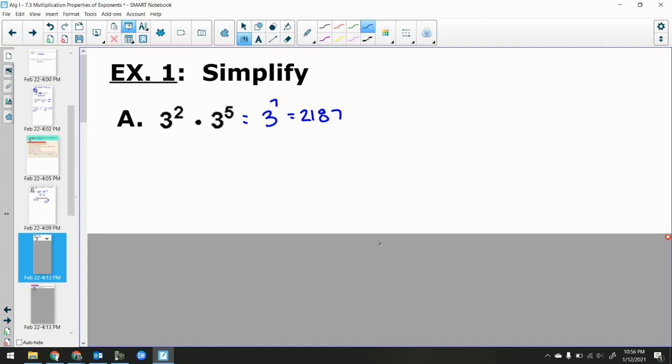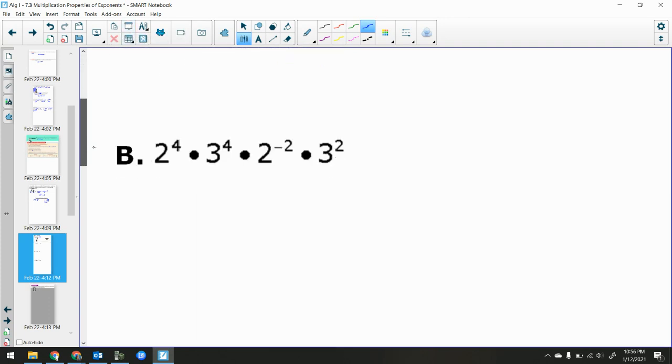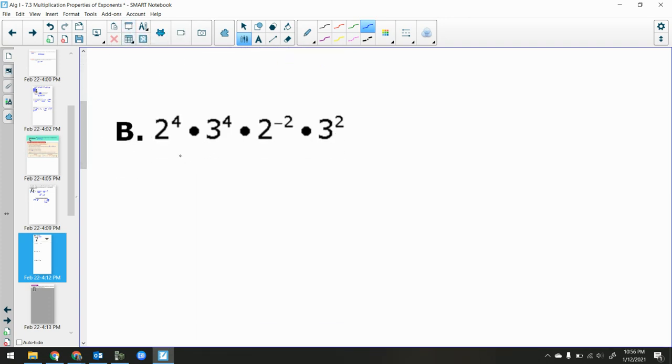More often than not, we're going to be working with variables. So take a look here. What I can do here is combine the things with the same bases. So I've got a base of 2 and a base of 2 here. So this is 2 to the 4 plus negative 2. I add the exponents up top with the like bases. So that's going to be 2 to the positive second power.